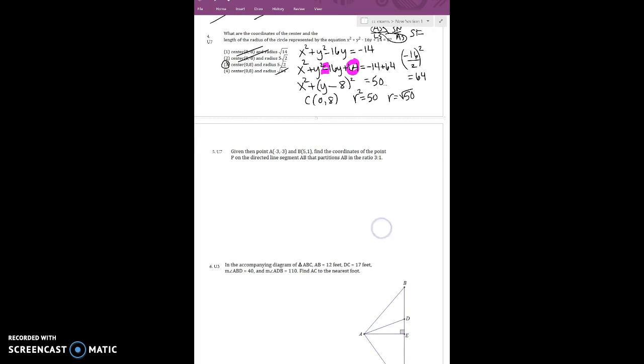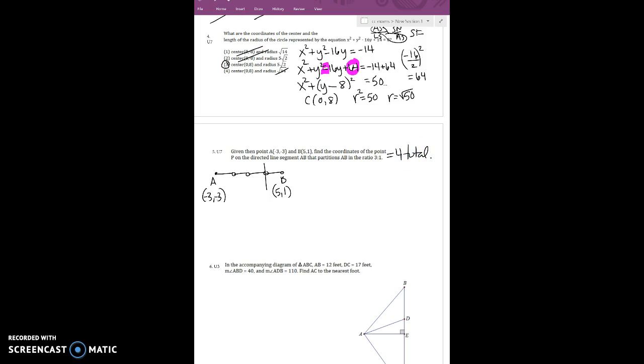Alright, partitioning a segment. I have been given segment AB, which means I have to go in order, in the direction A to B. So I'm going to start with A. I think we did really well with this question. And I need 1, 2, 3 segments. I partition it off, and there's B. So I have negative 3, negative 3. Make sure you write all your numbers correctly. 5, 1. And I have 3 parts to 1 part. 3 to 1 ratio for 4 total parts.